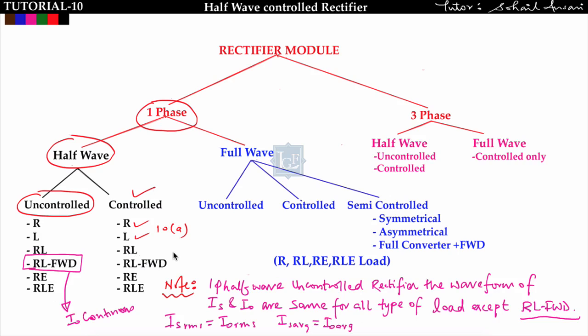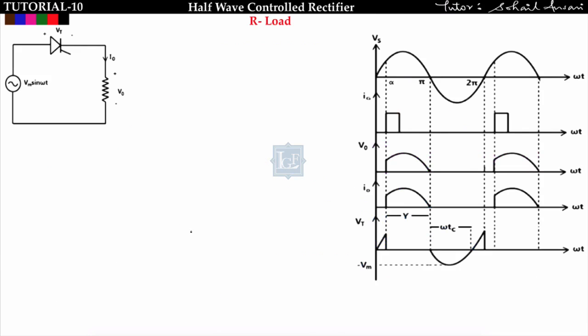Now let us move to the single phase half wave controlled rectifier. So first I am taking an R load. The concept is same as the single phase half wave uncontrolled rectifier. Only what I am doing, I am replacing diode with thyristor. We know what thyristor is. Thyristor is a semi-controlled switch. Semi-controlled means the turning on of this switch is in our hand while turning off is not in our hand. It depends on the supply.